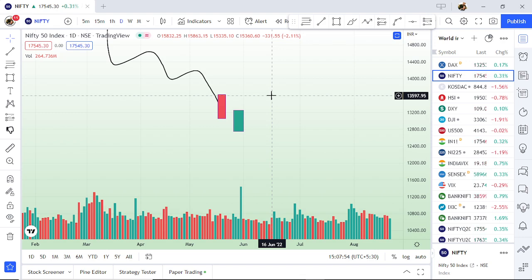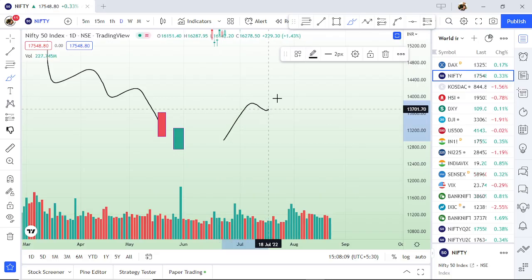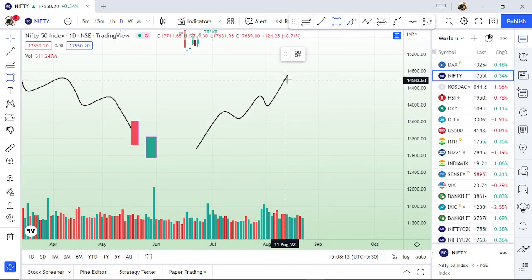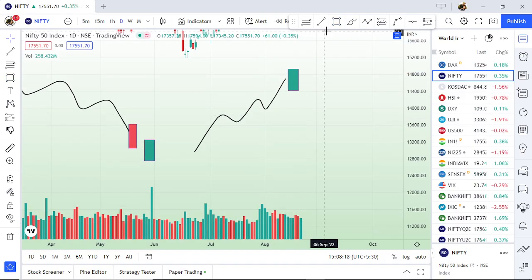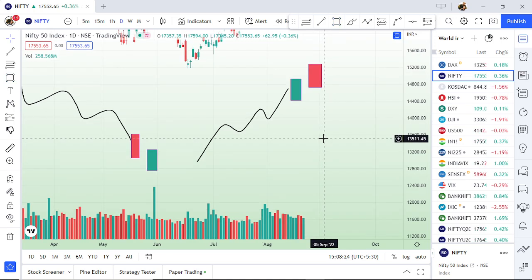Likewise in an uptrend. This candle is called piercing, and in the uptrend it is called dark cloud cover. There can be many names given, so it doesn't really matter. The names don't matter, what you understand really matters. Here you will see a green candle, and then the next day you will see this, which is dark cloud cover.